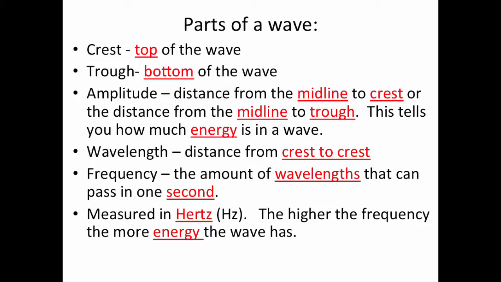Now, wavelength is also very important. The wavelength of a wave is measured from crest to crest. It doesn't matter which 2 crests you pick, as long as you pick 2 adjacent crests. The distance between them is called the wavelength. Frequency is the amount of wavelengths that can pass in 1 second. So if you were to count a wave and see that there were 5 crests in a period of 1 second, then its frequency would be 5. And we measure frequency in hertz, so we would say 5 hertz.